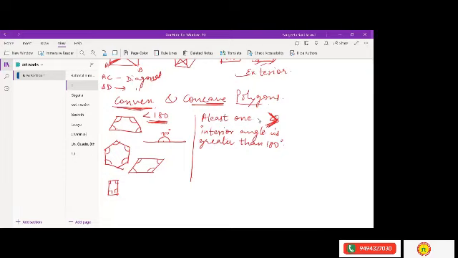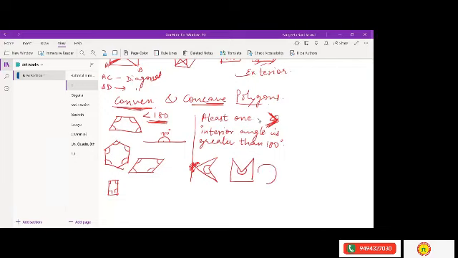Now suppose you have a figure like this. So what do we see here? This is some interior angle of the figure, and this angle is greater than 180 degrees. If you take the figure like this, you can see the interior angle is greater than 180 degrees.